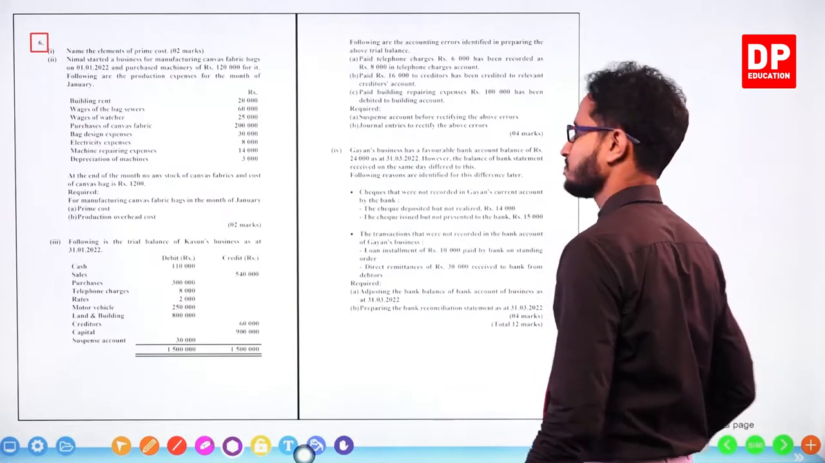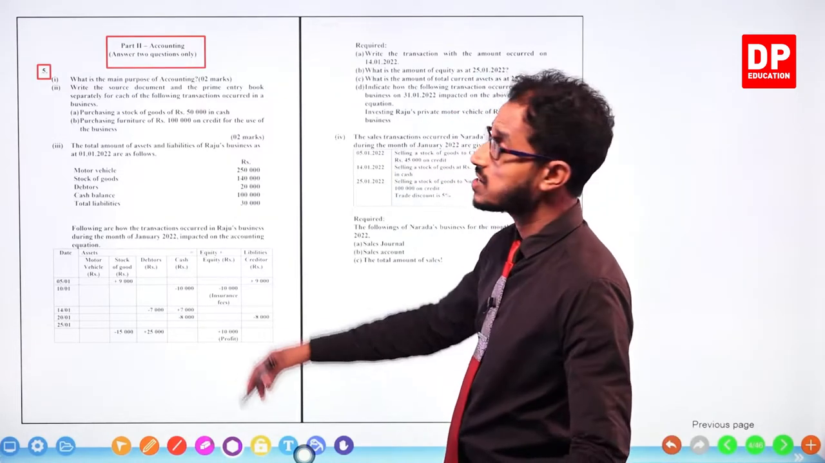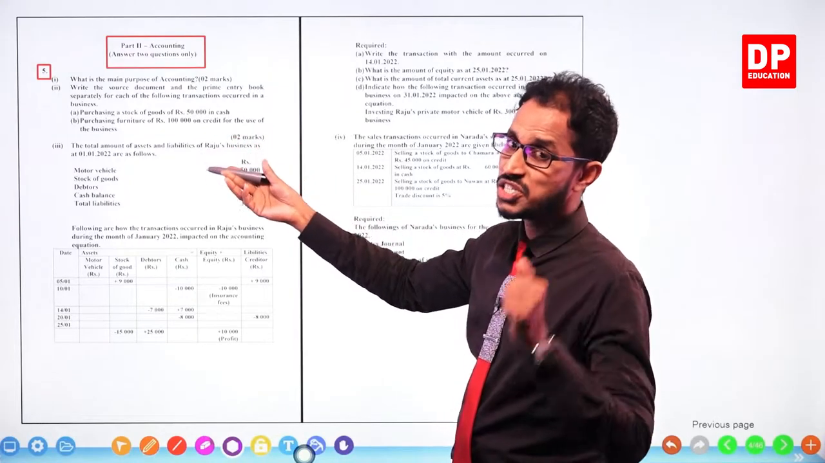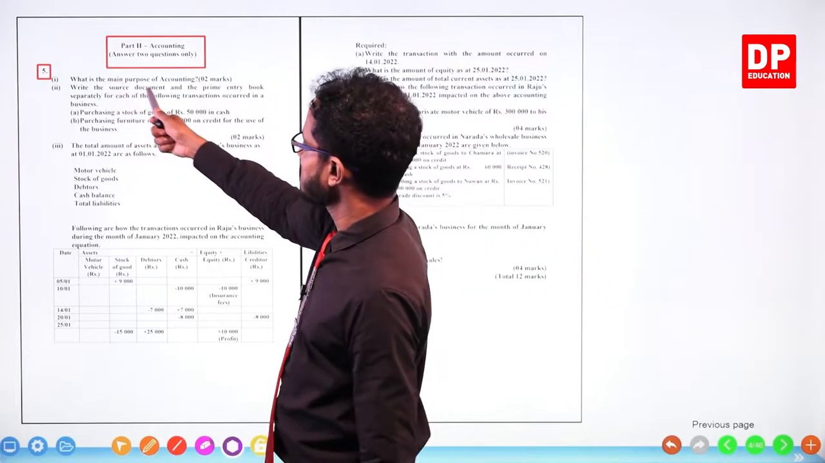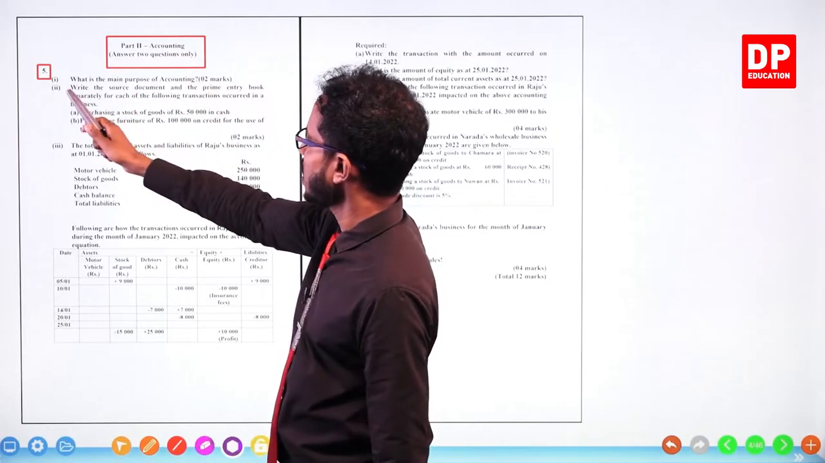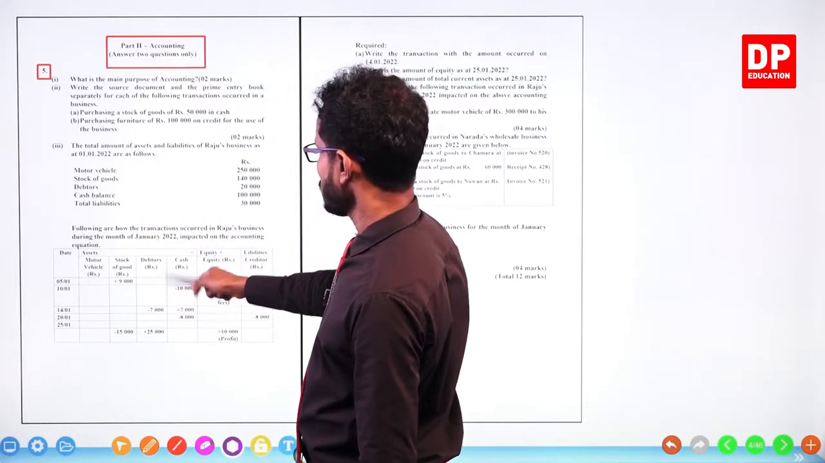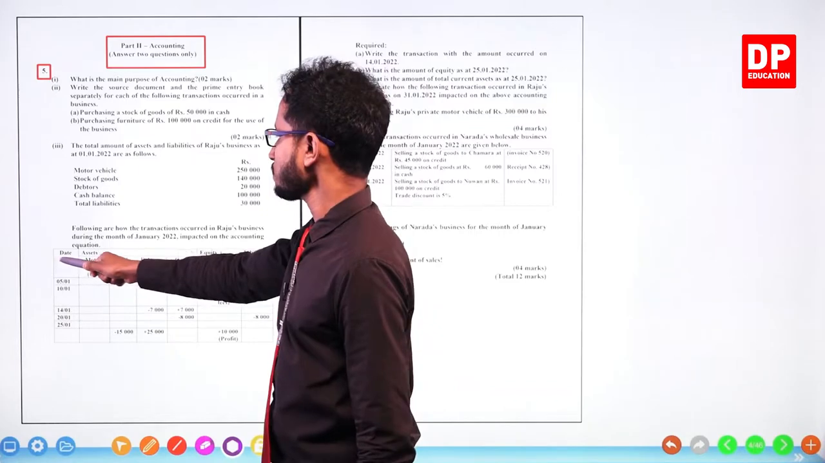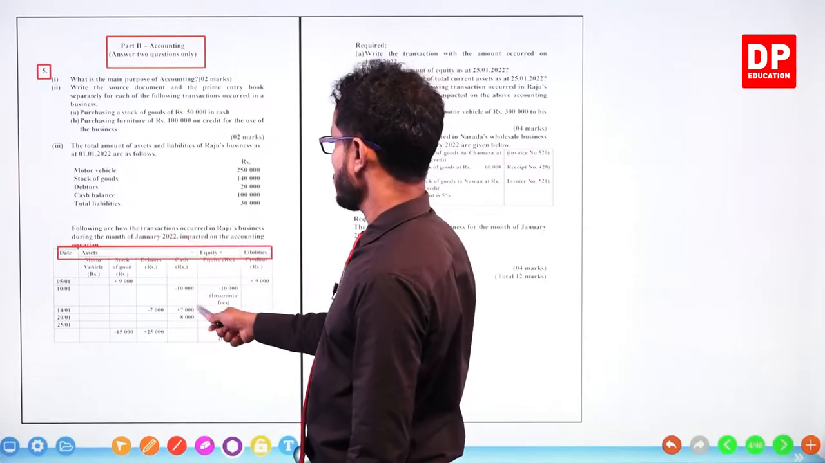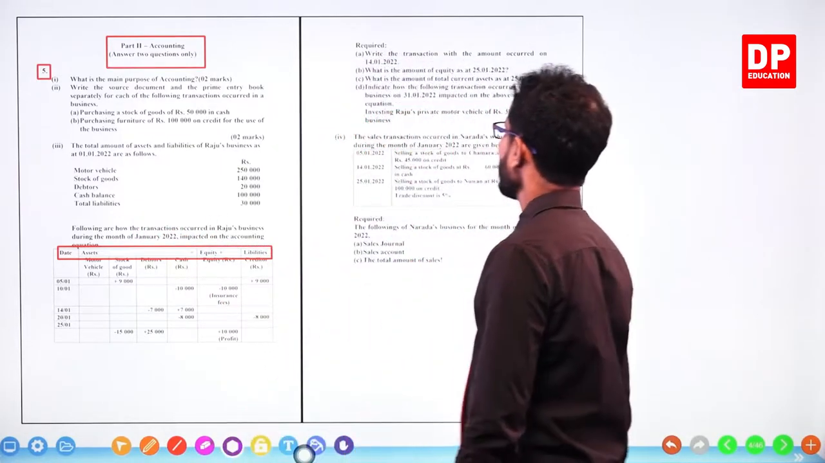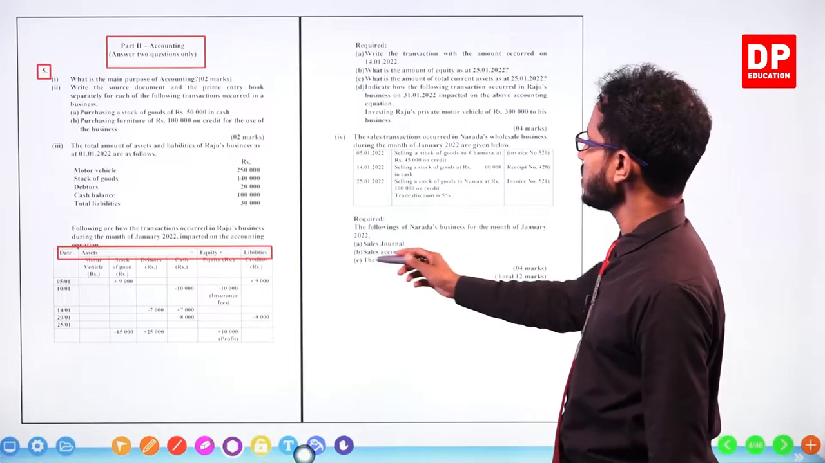Most of the time, question number 5 carries questions from introduction to accounting, accounting equation, and primary books. Question number 5. See, what is the main purpose of accounting? Write source documents, primary books, purchasing and general journal, and transactions to record under the equation. Transactions have been given and recorded under the accounting equation. Questions, and primary books.